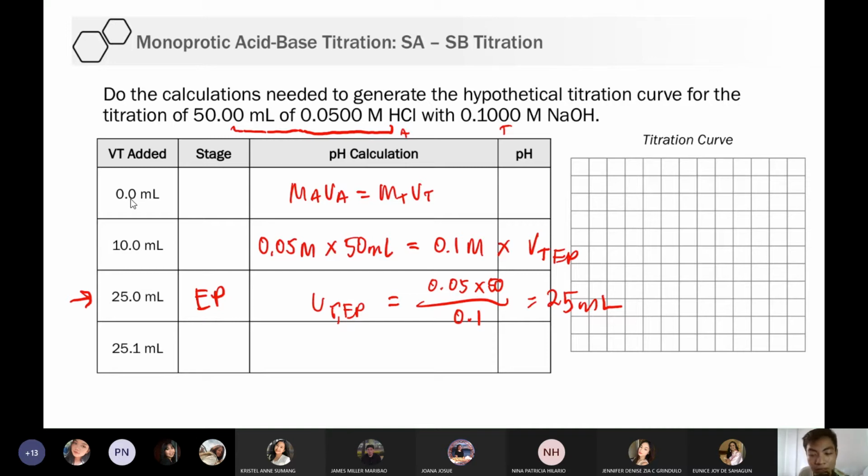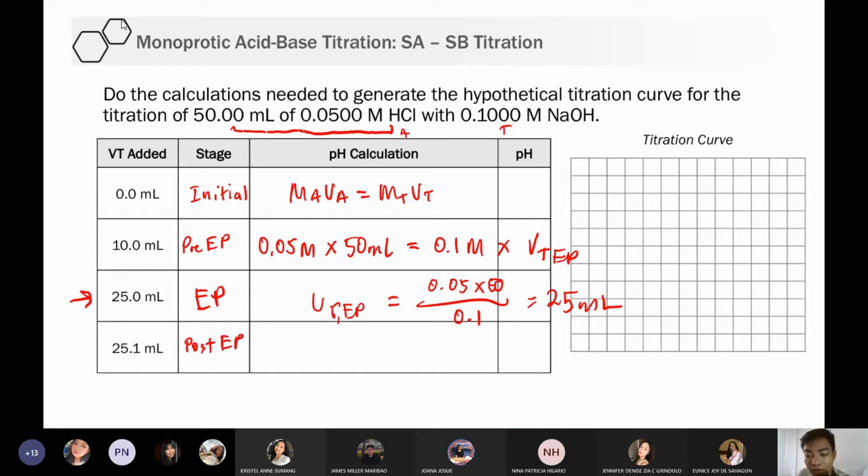O ito, zero volume titrant. Ibig sabihin, ito ay initial. Ito, 10 ml. Ibig sabihin, hindi mo pa na-achieve yung equivalence point. So, ibig sabihin, ito yung pre-equivalence point. Then, at 25 ml, equivalence point na yon. And at 25.1, lagpas na siya sa equivalence point. We call this the post-equivalence point.